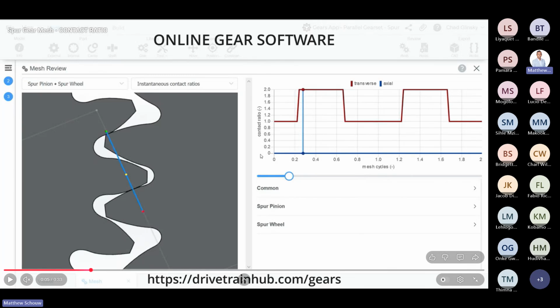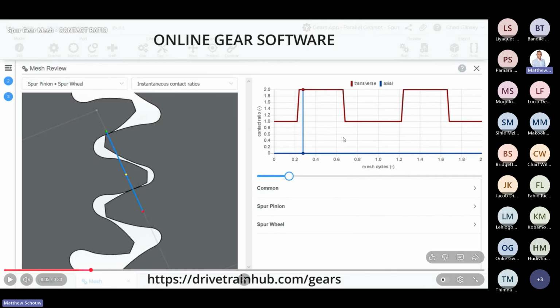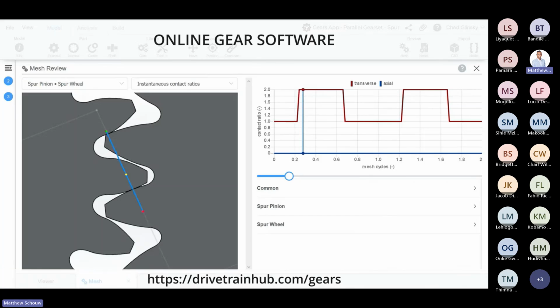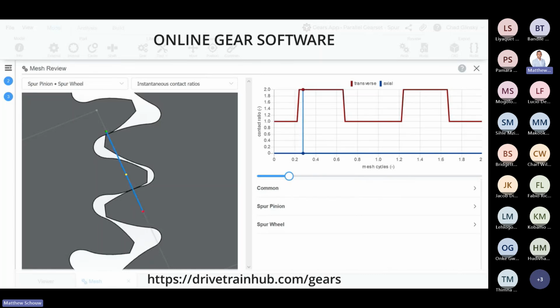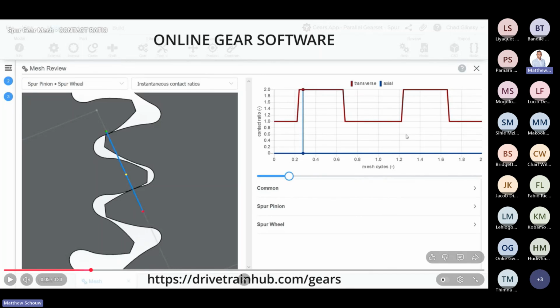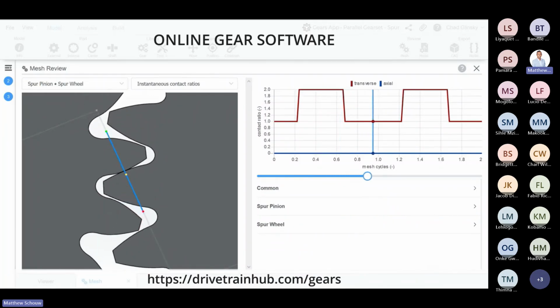We have established that the contact ratio is the amount of pairs of teeth that are in contact, right? You'll notice there's two graphs, the transverse and the axial. When we look at helical gears, you'll notice there will be an axial contact ratio as well, because the gear teeth are at an angle and they kind of slide one over another. But nevertheless, in this case, we only have a transverse one for spur gears. As I play through the video, you'll notice it goes through different cycles, but there will always be at least one pair of teeth in contact.